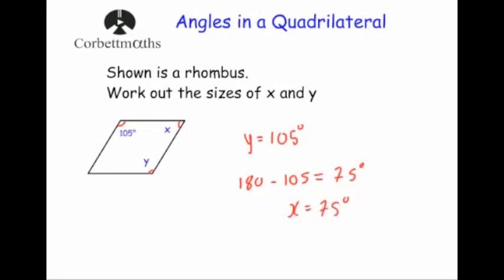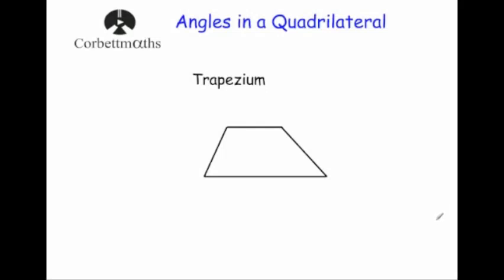Okay, and finally, here we've got a trapezium. Now on the trapezium, the top line is parallel to the bottom line. So that will mean that the angles here on the left, these two will add together to give you 180 degrees. And the angles on the right, these two angles will add together to give you 180 degrees because they're co-interior.